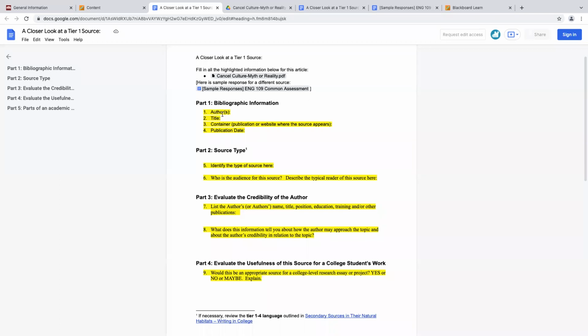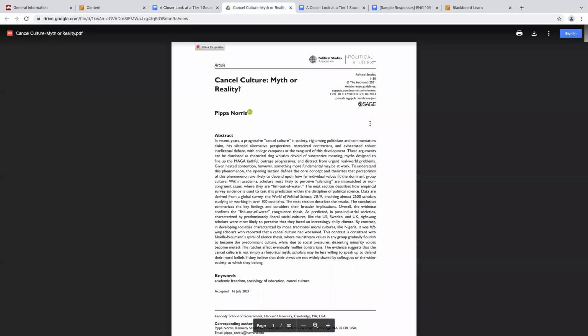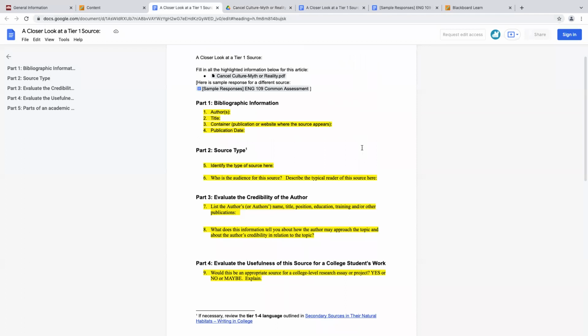So you have the specific questions. I've highlighted them. So it says fill in all the highlighted information. I've even numbered them for this particular one. You've got to put the author, the title, the container, which is the publication website or the journal title for this particular source, and the publication date. All of that information can be found just by a pretty good scanning of the text. A lot of times it could be on the first page.